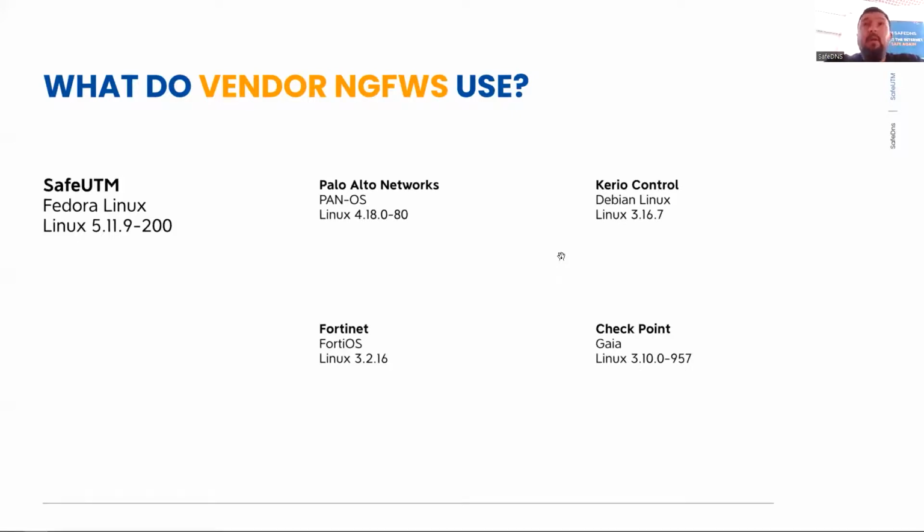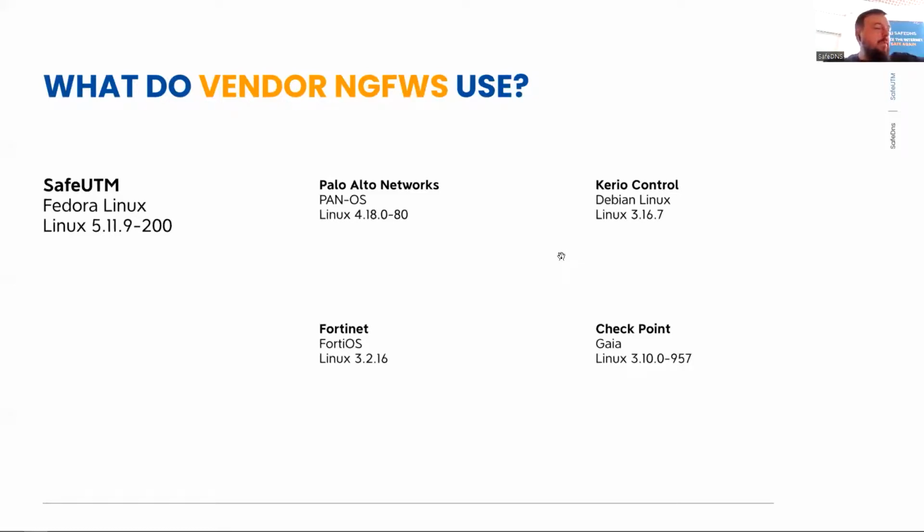claiming that they have their own operational systems. But anyways, Palo Alto says that they have PAN-OS, which is actually based on Linux 4.18, and Kerio Control is using Debian Linux. Fortinet claims to have their own operational system. However, FortiOS is based on Linux as well. Checkpoint has Gaia inside, which is actually Linux 3.10. And SafeUTM is based on Fedora Linux, which is Linux kernel 5.11.9.